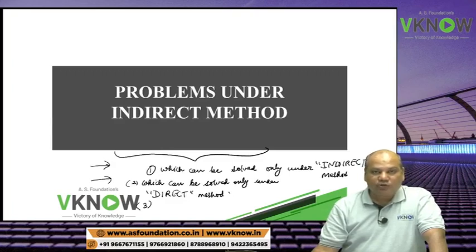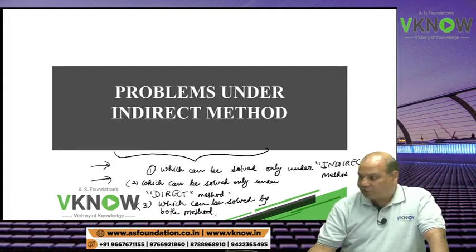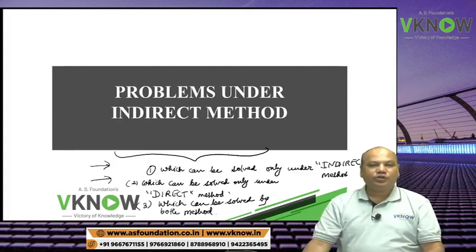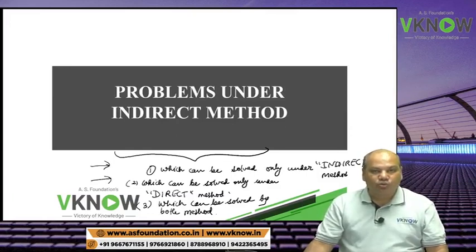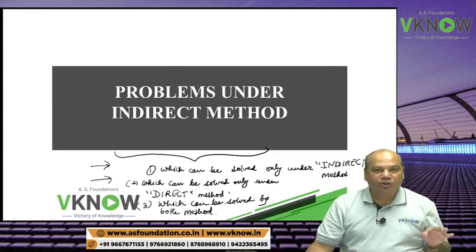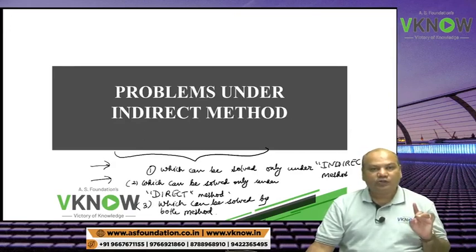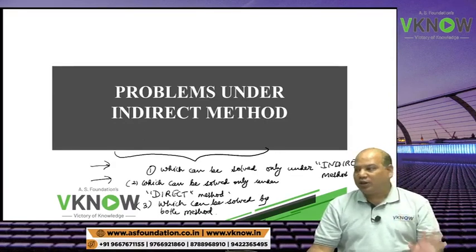Some questions can be solved by both methods. The data is sufficient to apply both the methods. In that case, what will the student do? The student will check which method is given in the question. If the question says direct method, you will follow direct method. If the question says indirect method, you will follow indirect method.